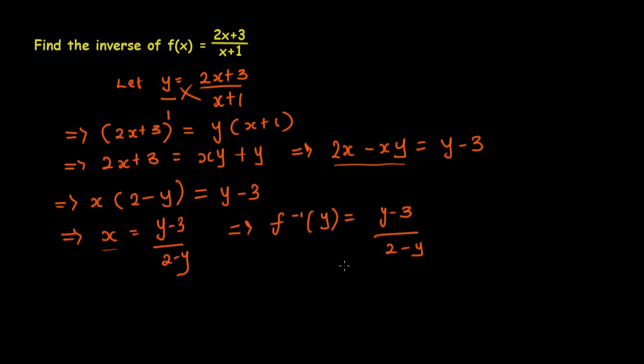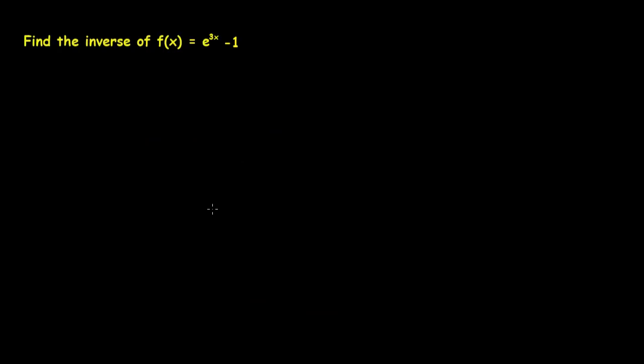And lastly, the last step says we should replace y with x. So replacing this y here and this y here with x, it implies that f inverse of x is equal to x minus 3 over 2 minus x. So this is the inverse of f of x here. So let's look at another problem.